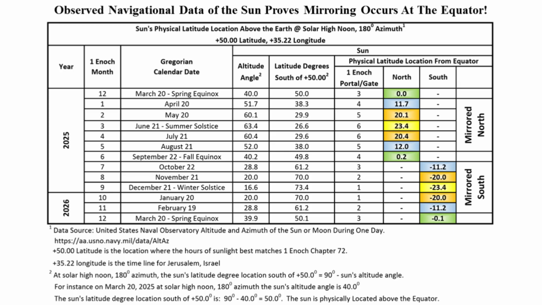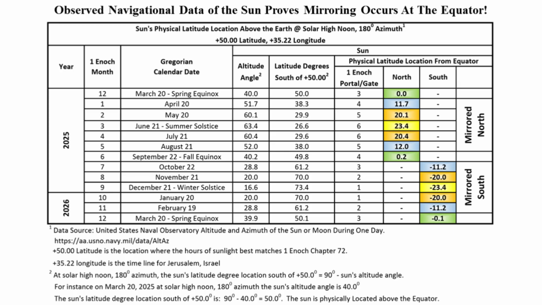The sun's physical latitude location from the equator for the other dates or months can be determined with the same calculation process. April 20, first Enoch month 1, the sun's latitude location is 11.7 degrees north of the equator and the sun's last day in gate 4. May 20, first Enoch month 2, the sun's latitude location is 20.1 degrees north of the equator and the sun's last day is gate 5.